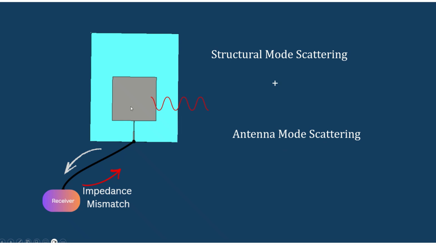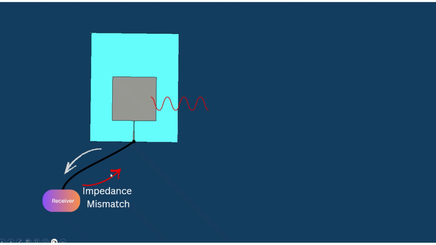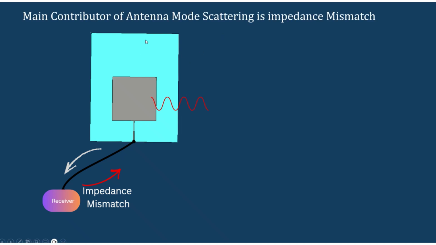So if you are considering an antenna, it can provide two types of reflection. One is mainly based on the structural mode, and the second one is mainly due to the antenna mode because of the impedance mismatch between the antenna and the receiver systems. So this is the main route for the antenna mode RCS. This will be due to the impedance mismatch between the antenna and the load, which is causing the re-radiation from the antenna. That is, the main contributor for the antenna mode scattering is impedance mismatch.